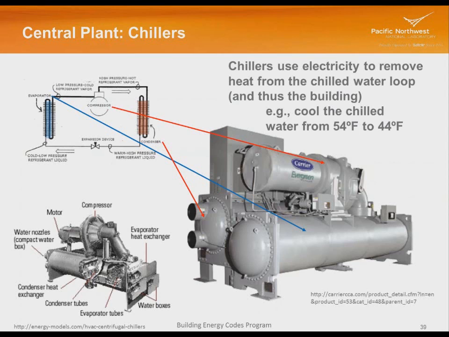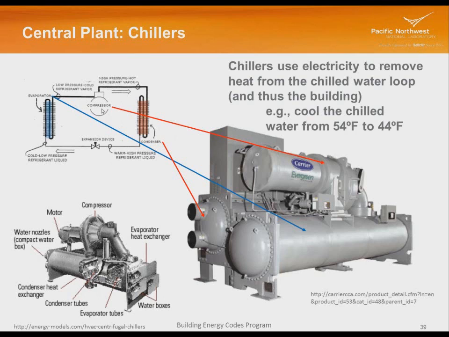Central plant chillers, okay? Chillers are using electricity to remove heat from the chilled water loop. This is just like our packaged rooftop unit. We have the same refrigeration cycle going on. We've got a compressor. It could be a compressor of many different types. What we see here is a centrifugal compressor, sort of like a pump. It's moving the refrigerant in a centrifugal fashion.